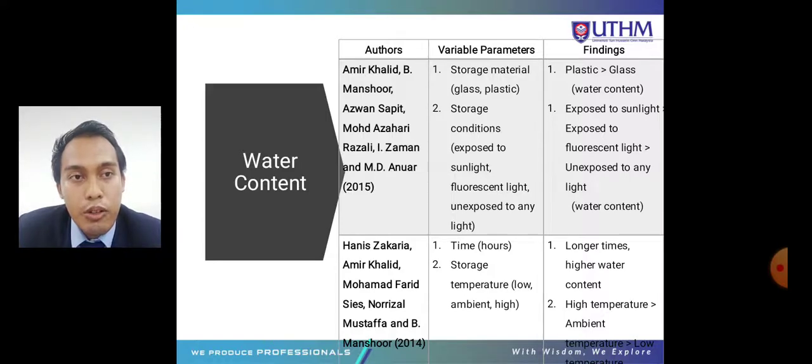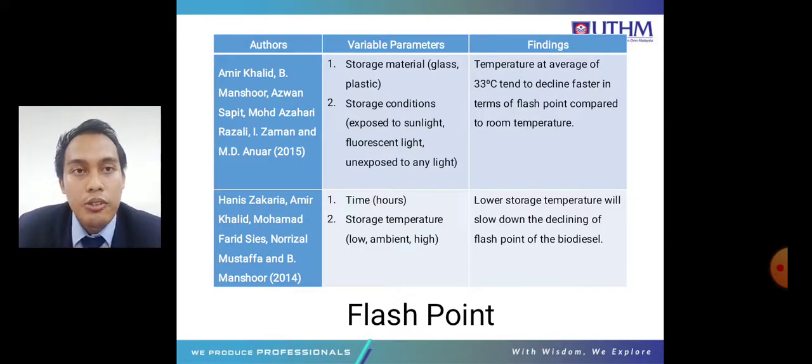Also, Hanif Zakaria's research showed that a higher storage temperature will cause higher water content in the sample stored. So for the flash point, it's quite the same as the other physical properties: it shows that a sample stored without exposure to any light and at a lower temperature will have a more stable, lower flash point value.